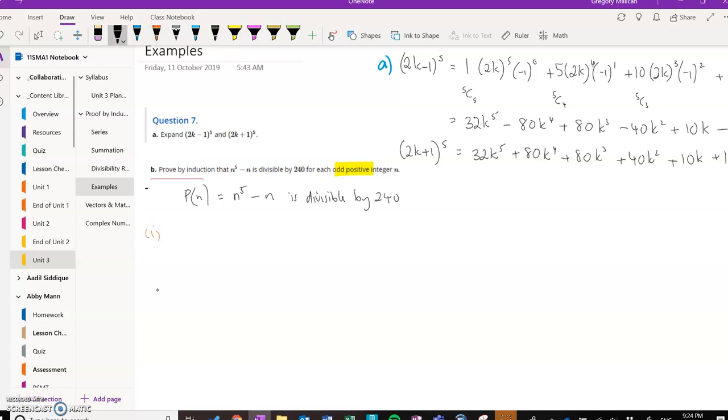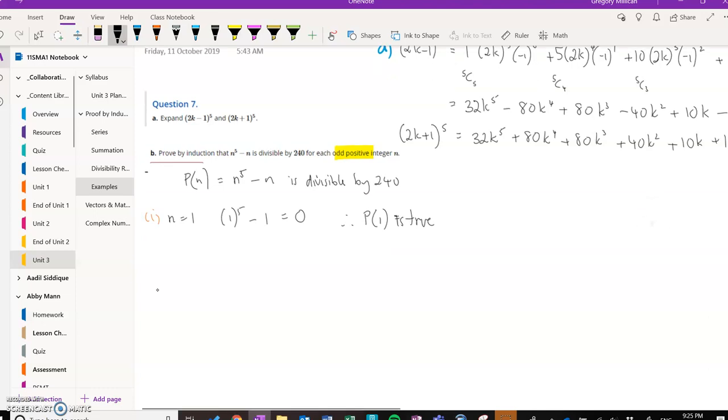The first step when we're doing mathematical induction is we'll do it for the first value. The first odd positive integer is 1, so we're going to prove it for n equals 1. So it's going to be 1 to the power of 5 minus 1 equals 0. Now, is that true? Well, I guess so. We're told that 0 is divisible by 240, so therefore it must be true.